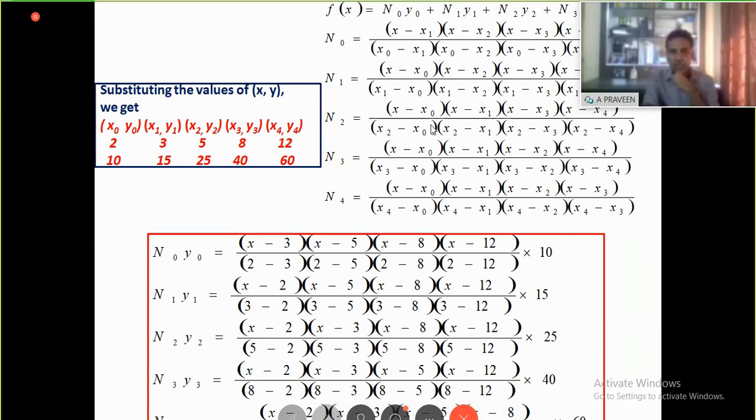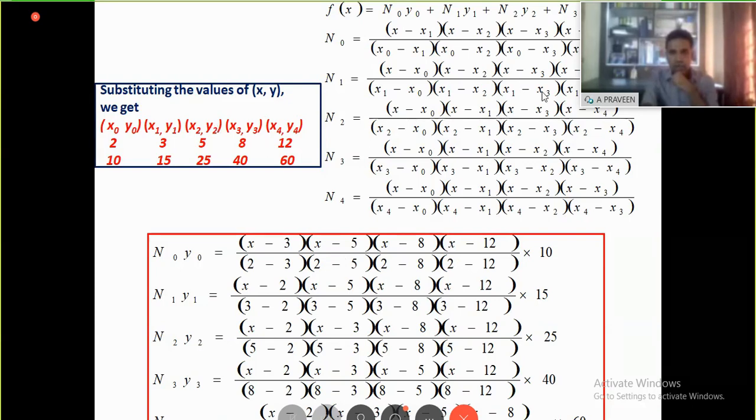This was your general polynomial. You have evolved this polynomial specific to this data set. I will rewrite it again for the sake of discussion, to bring everything together in your mind. This was the data set given to you, and this is the general polynomial that we have evolved.